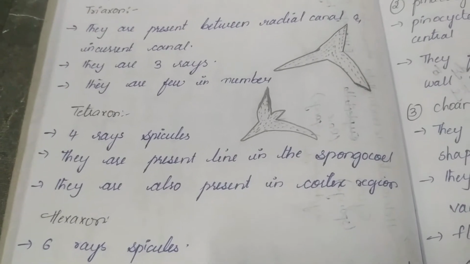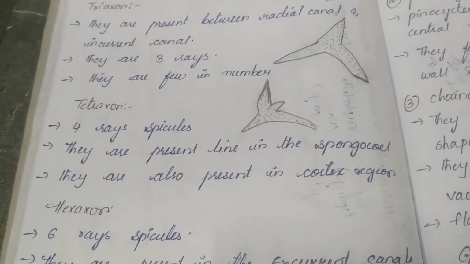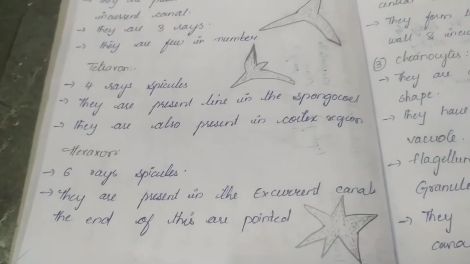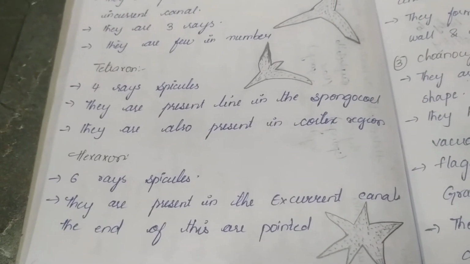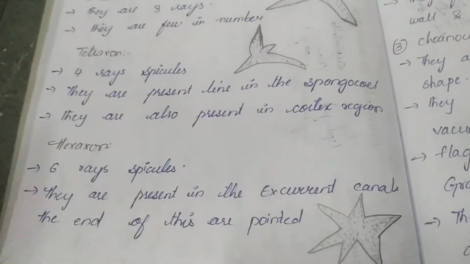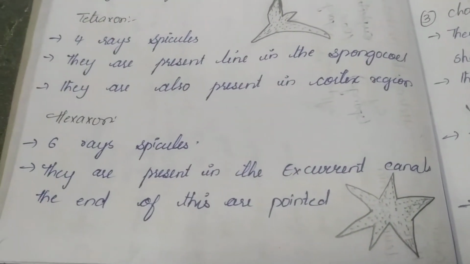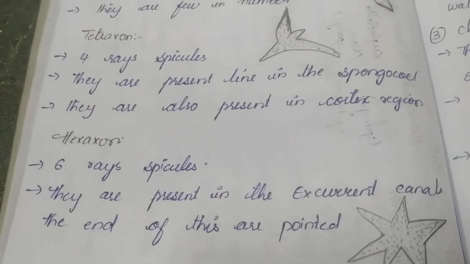They are also present in the cortex region. Now, hexaaxon, 6 ray spicules. They are present in the excurrent canal. The ends of these are pointed. At the ends they are very pointed structures, okay?